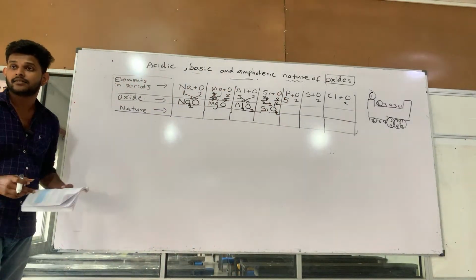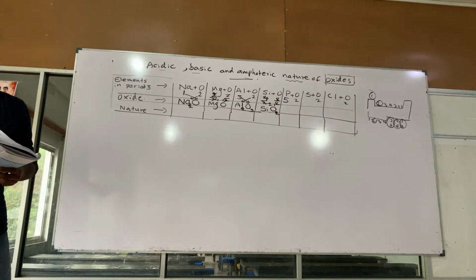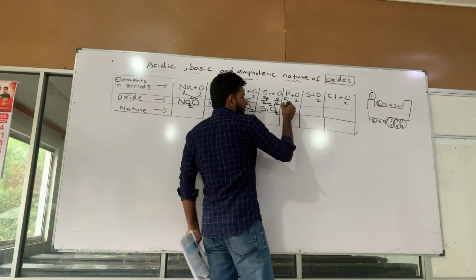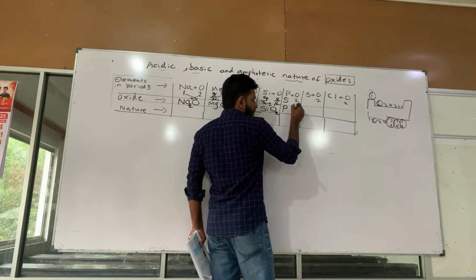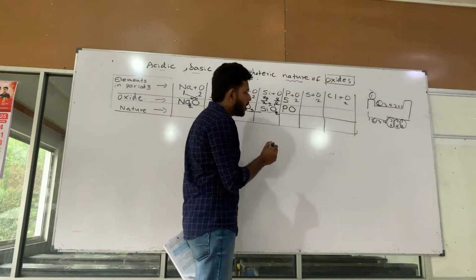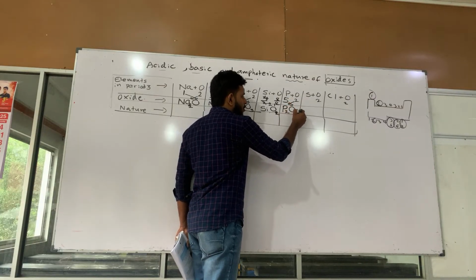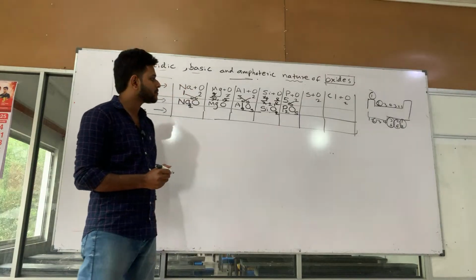Phosphorus takes valency of 5. Then PO here, you have to swap the valencies. What happens? P2O5.